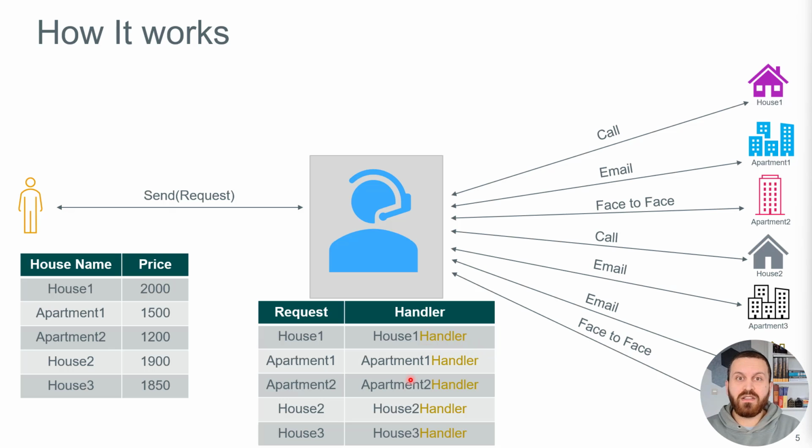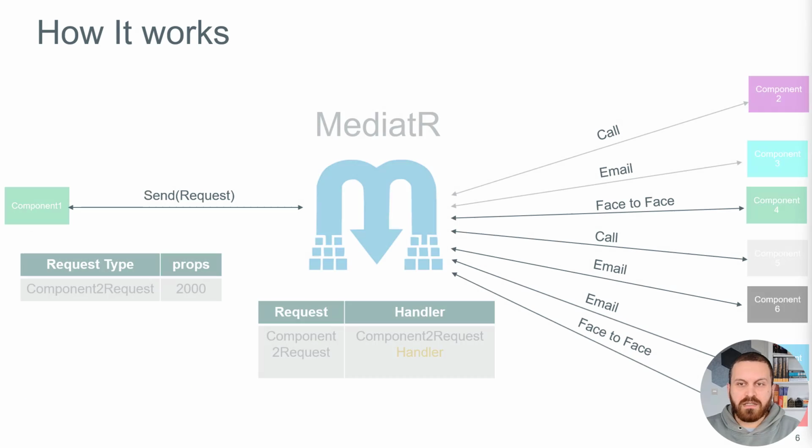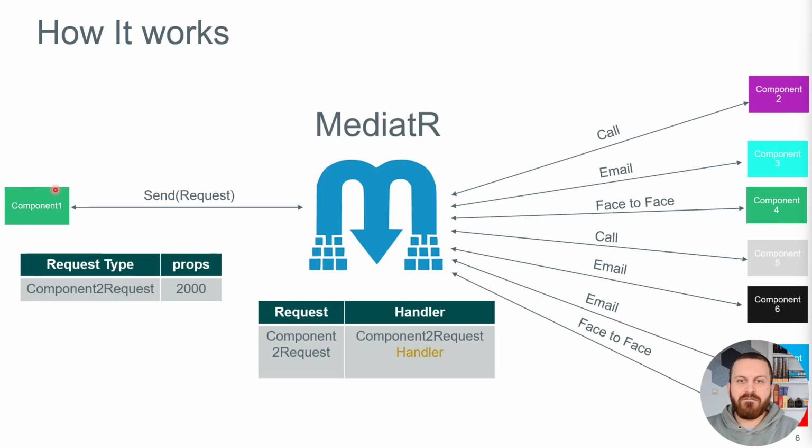Congratulations, now you understand the issue that we need to solve and how to solve it in real life. But how to use this mediator pattern in .NET? There is a component that does everything for us. Let's see it. We have component 1. We have MediatR, or mediator component, in between, and we have some other components.